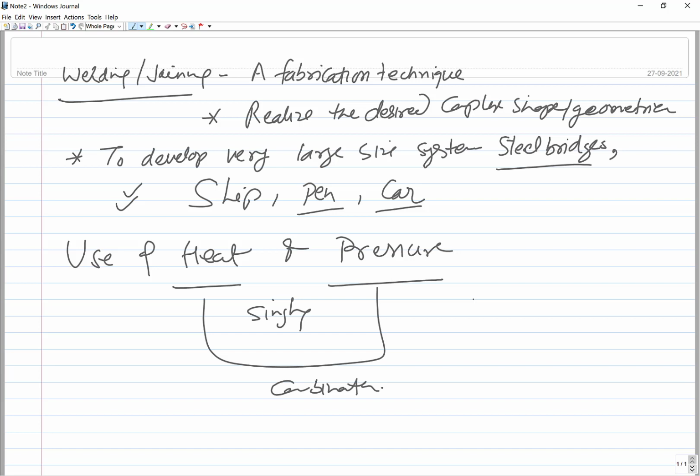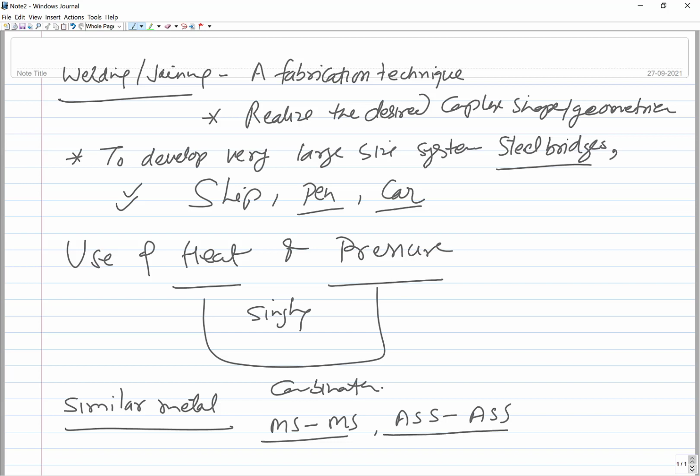The second thing in joining is what you are joining. So joining similar metals, like say mild steel is joined with mild steel, or austenitic stainless steel is joined with austenitic stainless steel. This is similar metal joining. By and large, the composition and the physical, chemical and mechanical properties are the same.